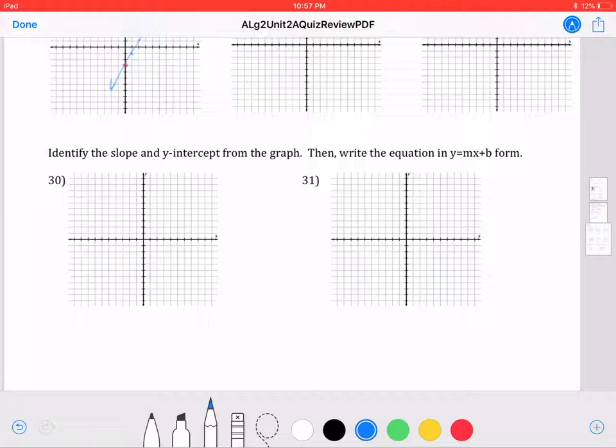For 30 and 31, you have to find m from the picture, find b from the picture, and write your answer.